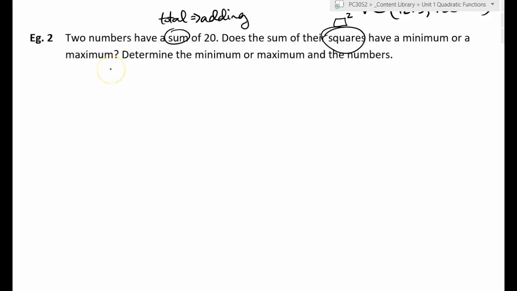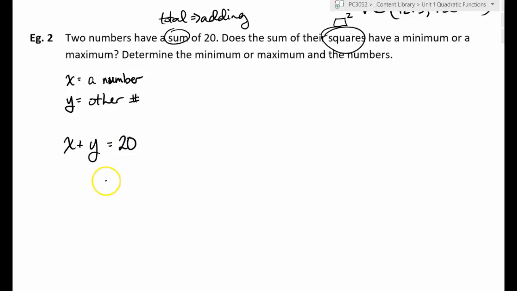So we need to determine max or min, and then we need to actually identify all the values involved. So we start by saying, okay, well, we have two numbers. X is a number, and Y is another number. So I can say that X plus Y, their sum, is 20. But then we talk about x squared plus y squared in the second sentence, and it either equals a maximum or a minimum.